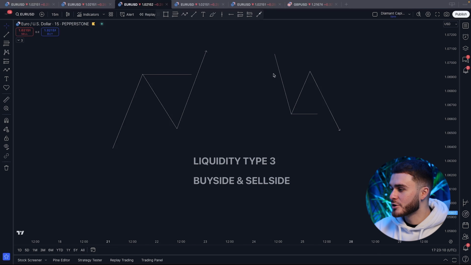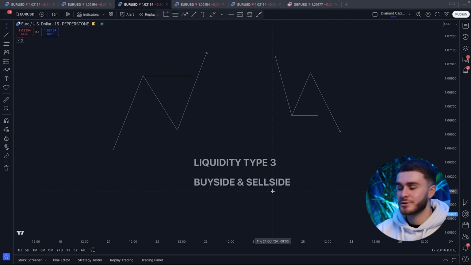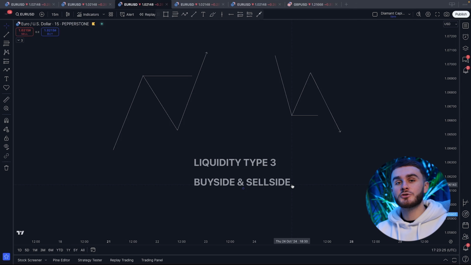And so now moving on to liquidity type 3, this is going to be very simple and one of the most effective ones in my opinion. It's going to be buy side and sell side liquidity. Essentially what this is in basic terms is it's going to be the high and the low of a particular range. Now usually there's going to be internal liquidity and there's going to be external liquidity. If you really want to look for the highest probability ones, you're going to be targeting the external liquidity.